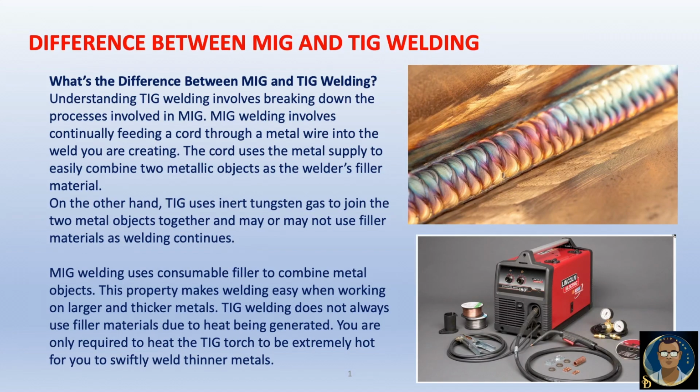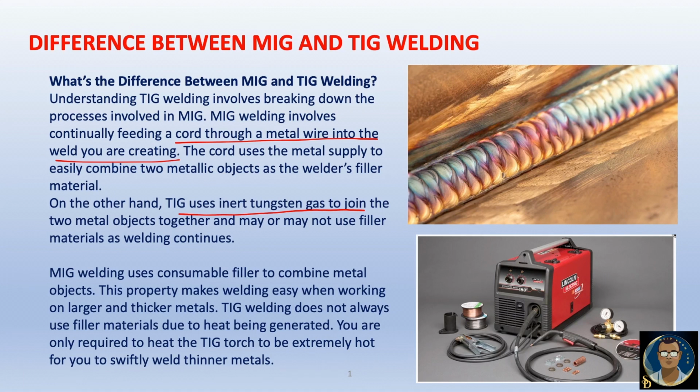What is the difference between MIG and TIG? We discussed a bit. MIG welding involves continuously feeding cord, a metal wire, into the weld as you are welding. The cord supplies the metal to easily combine two metallic objects as welder filler material. That means the roll of wire, here mentioned as cord. On the other hand, TIG uses the inert tungsten non-consumable electrode to join two metal objects together and may or may not use filler metal as welding continues.